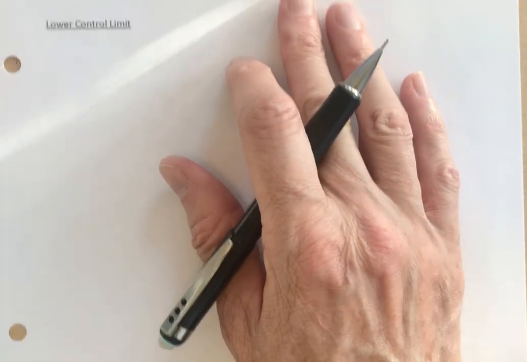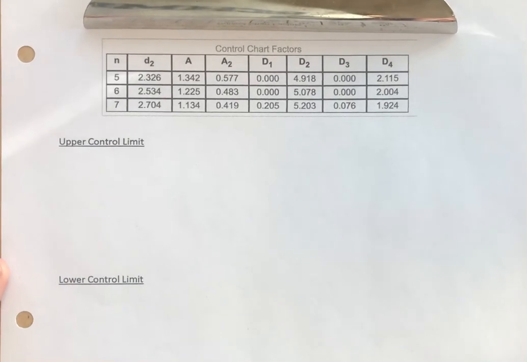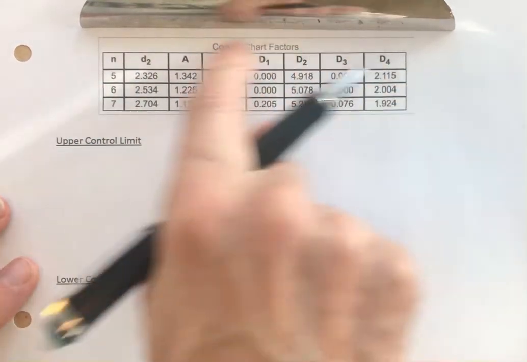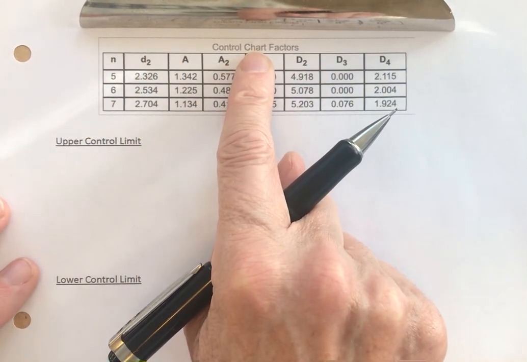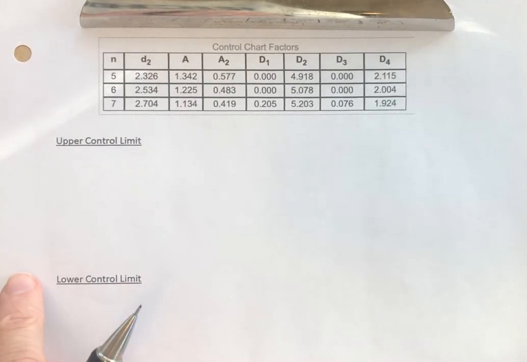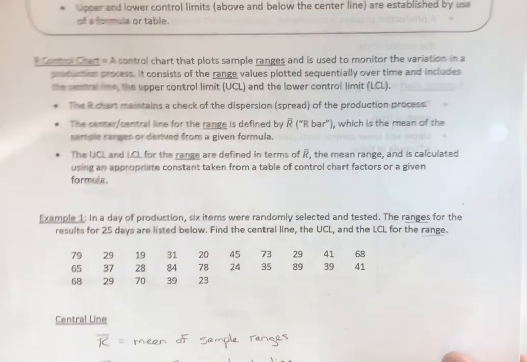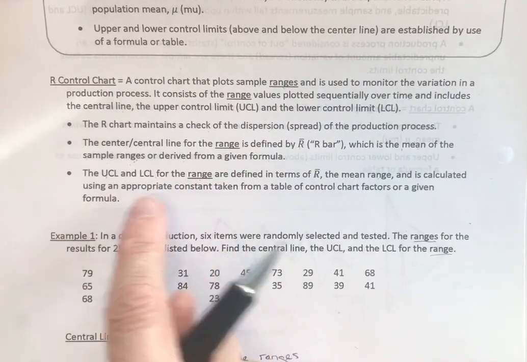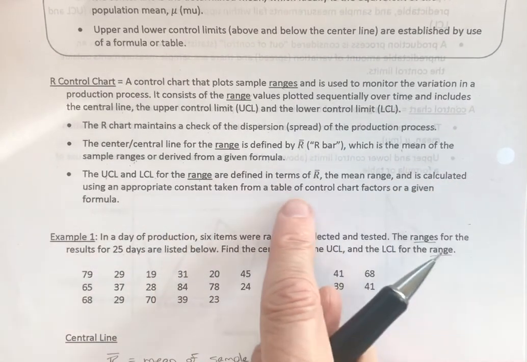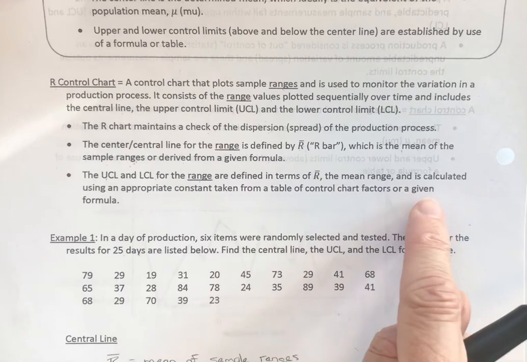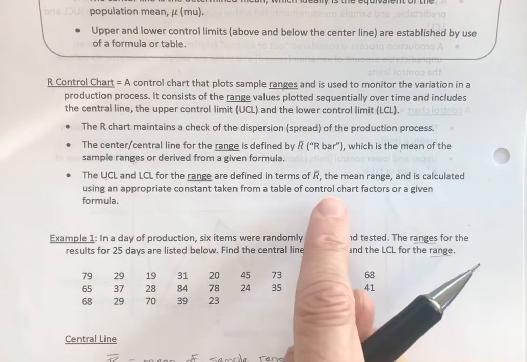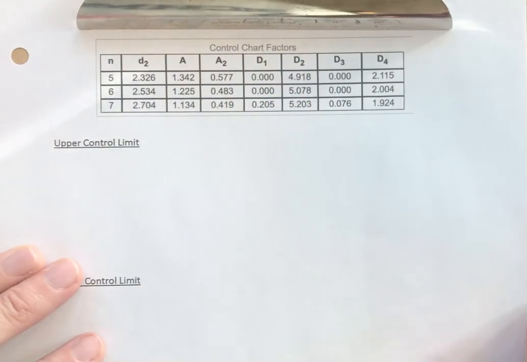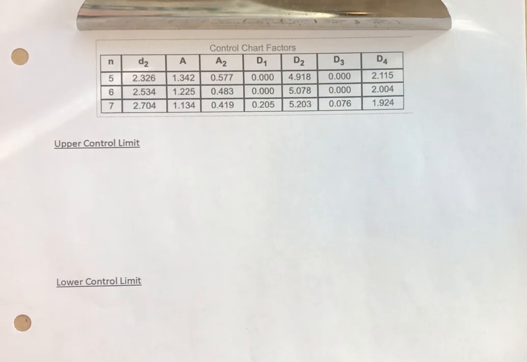Now we need to find the upper and lower control limits of this R chart, our control chart. In this case, we're given some information, some control chart factors. And as I spoke to earlier, the upper and lower control limits are calculated using an appropriate constant taken from a table of control chart factors, or sometimes from a given formula. In this case, we're given a table of control chart factors.